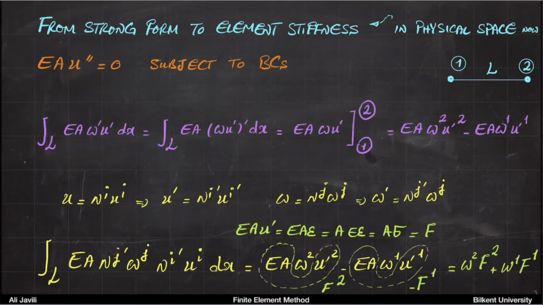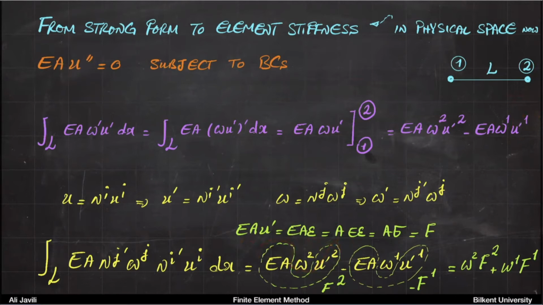So the next thing you want to do is to identify these terms, and we talked about this before. So this term here, EA U prime 2, if you just look at it, by the way, node 2 is here, so it's the node on the right-hand side. It's EA U prime. U prime is epsilon, is a strain. So it's EA strain, that is area times E epsilon. E epsilon is sigma, a stress. So that's area times the stress. That's basically force.